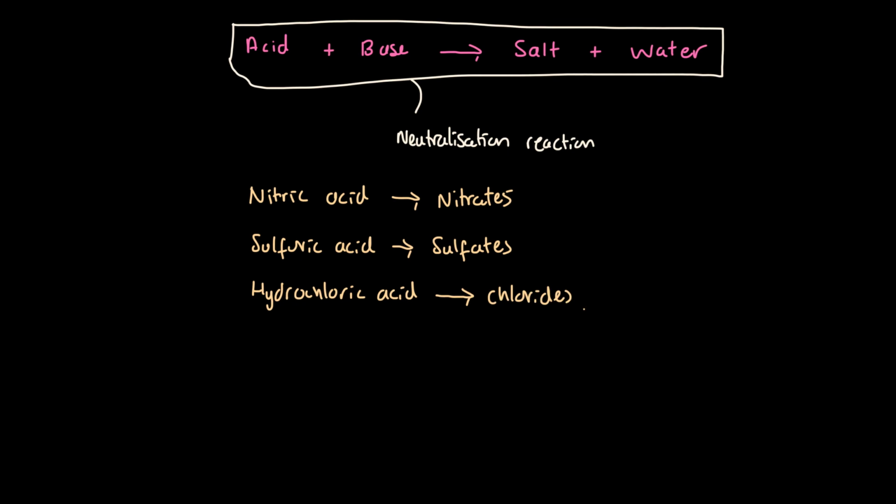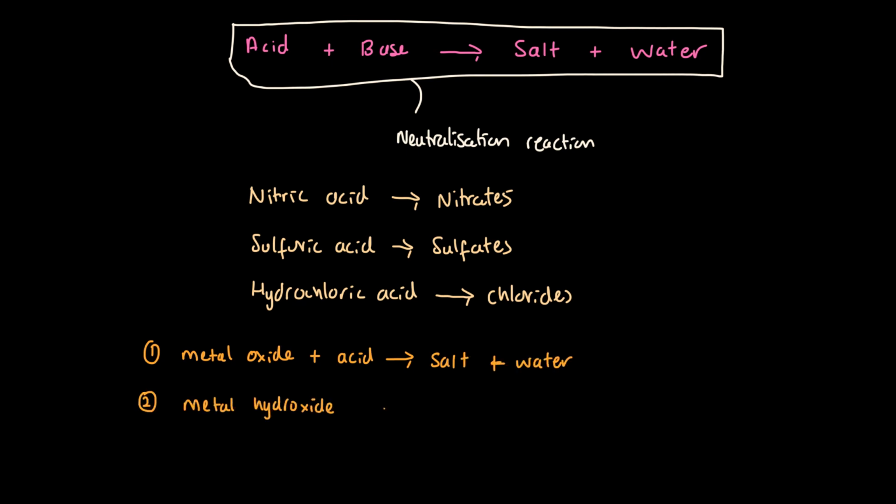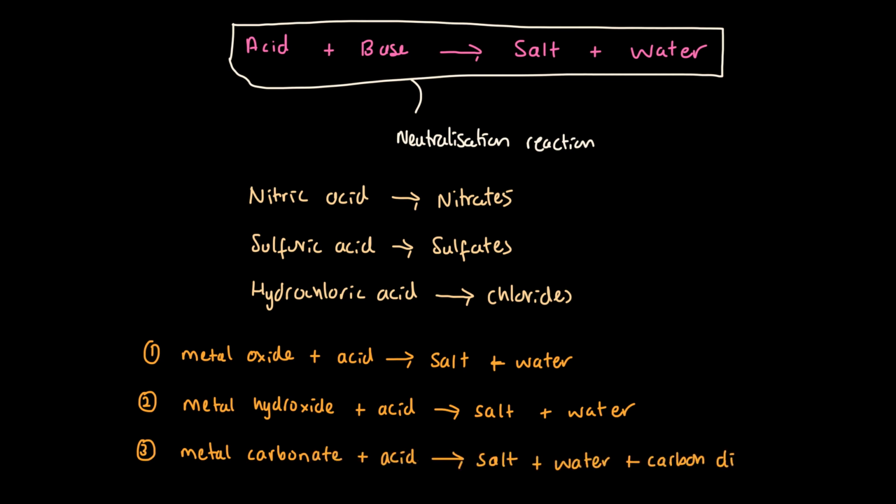There are basically 3 main acid-base reactions you need to know. Metal oxides with acids give you salt and water. Metal hydroxides in acid give you salt and water. And metal carbonates with acid give you salt, water, and carbon dioxide.